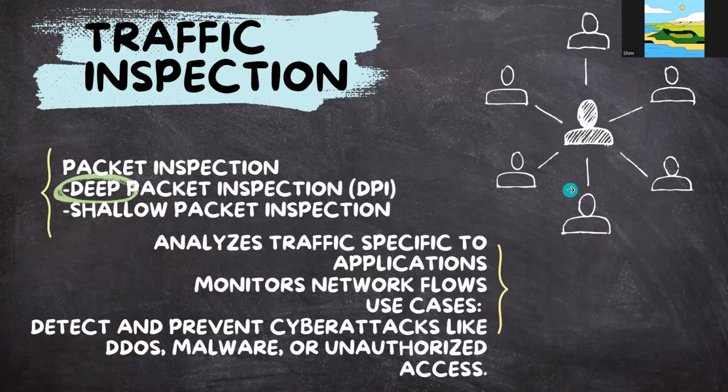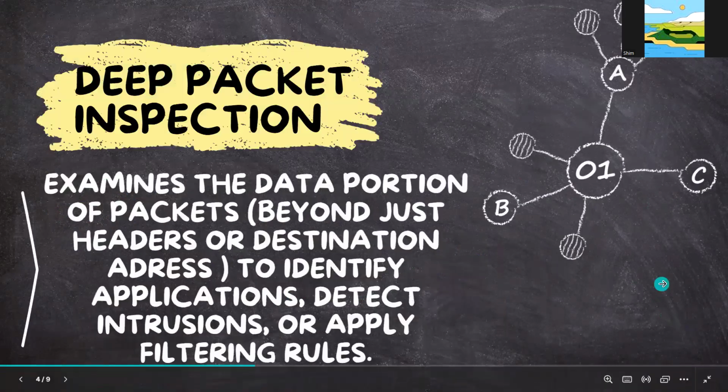So, traffic inspection has mainly two types of inspections: deep packet inspection and shallow packet inspection. In this video, I'll be mainly talking about deep packet inspection. Traffic inspection also includes analyzing traffic specific to applications, and it also monitors network flows. The use cases of traffic inspection are to detect cyber attacks like DOS, DDoS attacks, malware, or other malwares.